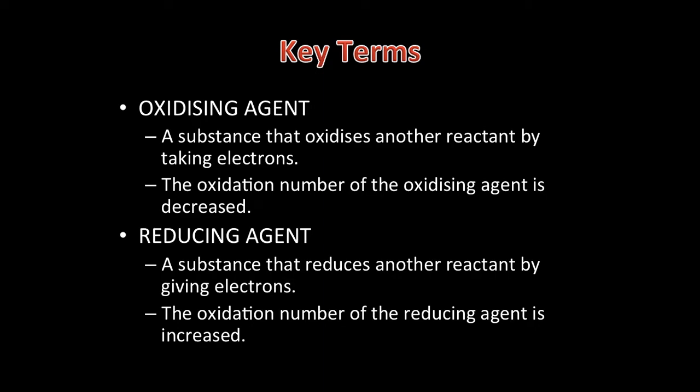Moving on to oxidizing and reducing agents. An oxidizing agent is something that oxidizes another reactant by taking electrons from it. The oxidizing agent will reduce in oxidation number. A reducing agent is something that reduces another reactant by giving it electrons. The reducing agent will increase in oxidation number.